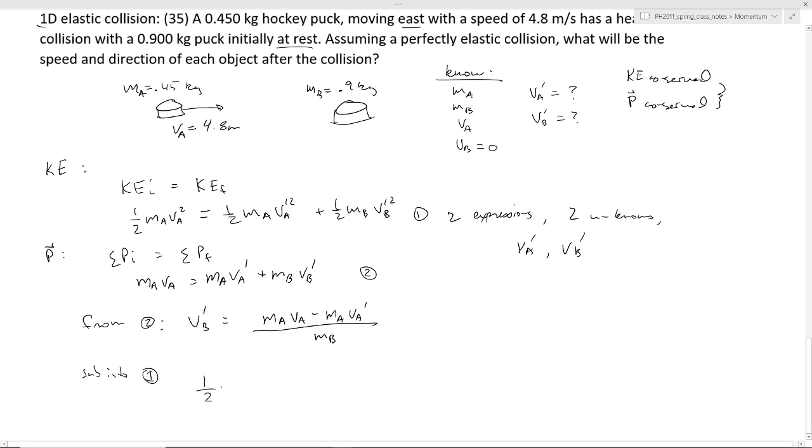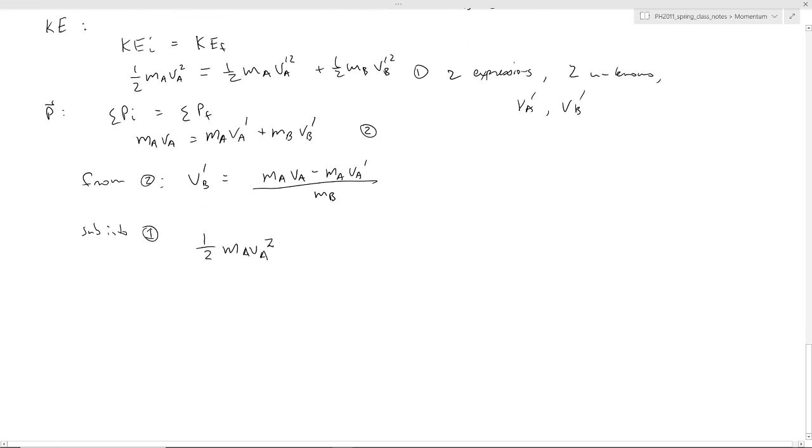We'll have 1/2 MA VA squared. I'll try and be careful with my penmanship here. So 1/2 MA VA squared is going to equal 1/2 MA VA prime squared plus 1/2 MB. Now VB prime, we have this thing that we've substituted in. Okay. And I think you can already sense how the algebra is going to get. We're going to have a lot of pieces floating around, but let's simplify things a little bit. We can eliminate this factor of 1/2 because it appears in everything. And the other thing I'm going to do is put everything on one side. So I'll subtract this piece over to the other side, and I'll subtract this over, and I'm going to expand what we substituted in that's been squared.